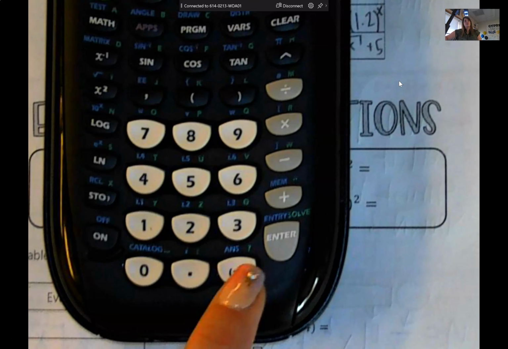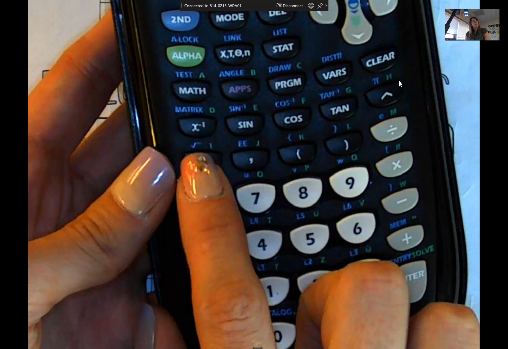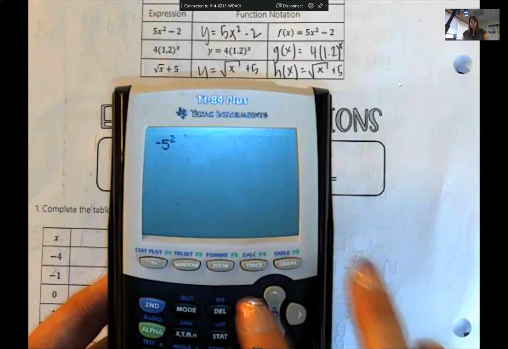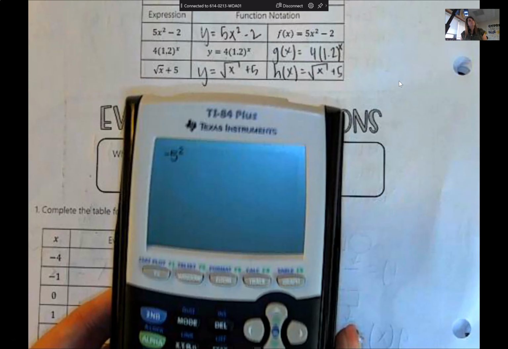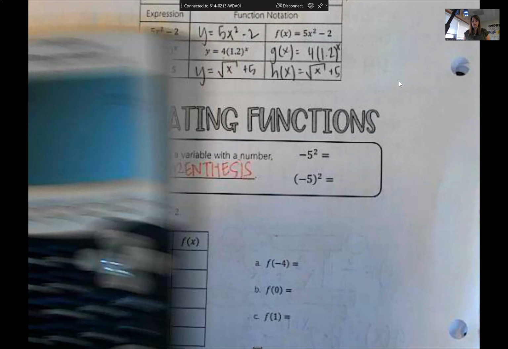So the first thing to note is that this calculator has a separate button for a negative and it's underneath the 3. So if you're trying to plug in a negative into your calculator, the first thing that you hit is the negative under the 3. Then you type your 5. And then you have an x squared button. It is kitty corner to the 7. So this x squared button will square. If you hit enter on this guy, it gives you negative 25.